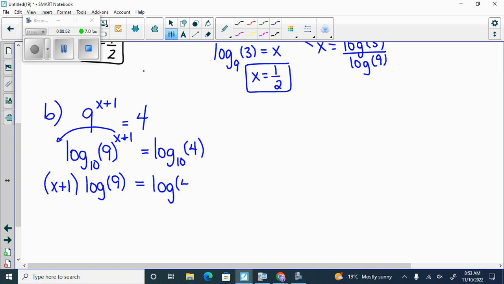Always put your log in brackets. Now, the reason why I said to put the x plus 1 in brackets is to realize that you have to distribute it to the log. So you're going to get x log 9, and then 1 times log 9 is plus 1. You don't have to write the 1, I'm proving a point. Log 9 equals log of 4.